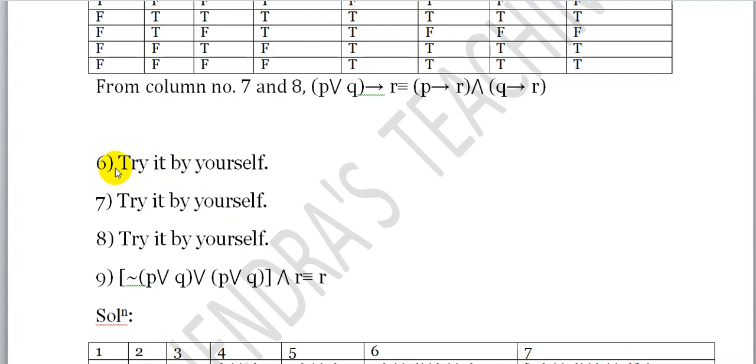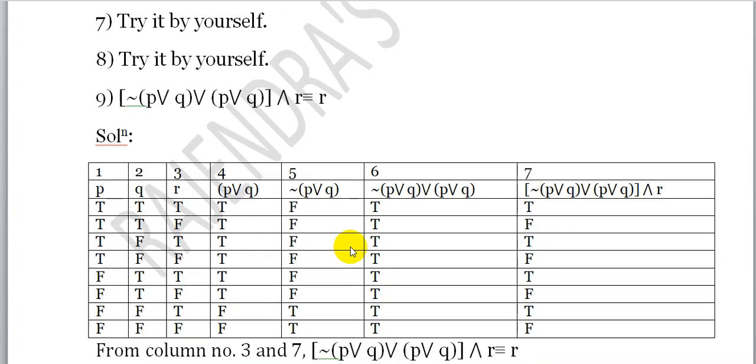So question number 6 is also a very easy question. Try questions 6, 7 and 8 in the homework. They are not very large or lengthy questions. They are very easy. If you have any doubt, you can ask in the comment box. Okay, logic is a very easy lesson, so you can complete it easily.